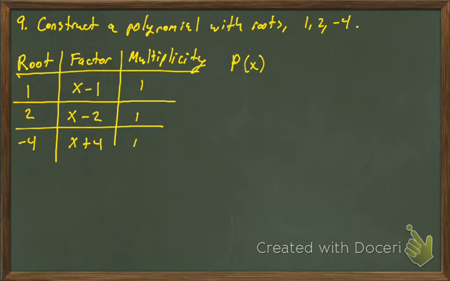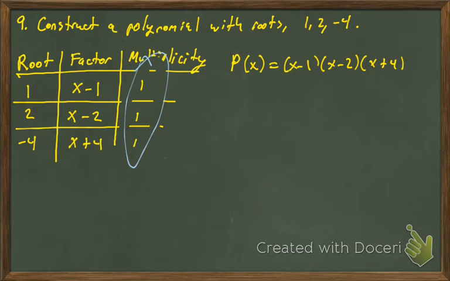To construct our polynomial, we just string together our factors. Okay? And this polynomial is going to be degree 3. You can add up the multiplicities, and that's going to tell you what the degree of the polynomial is. So degree 3, degree 4, degree 2, those are all reasonable to actually expand out.